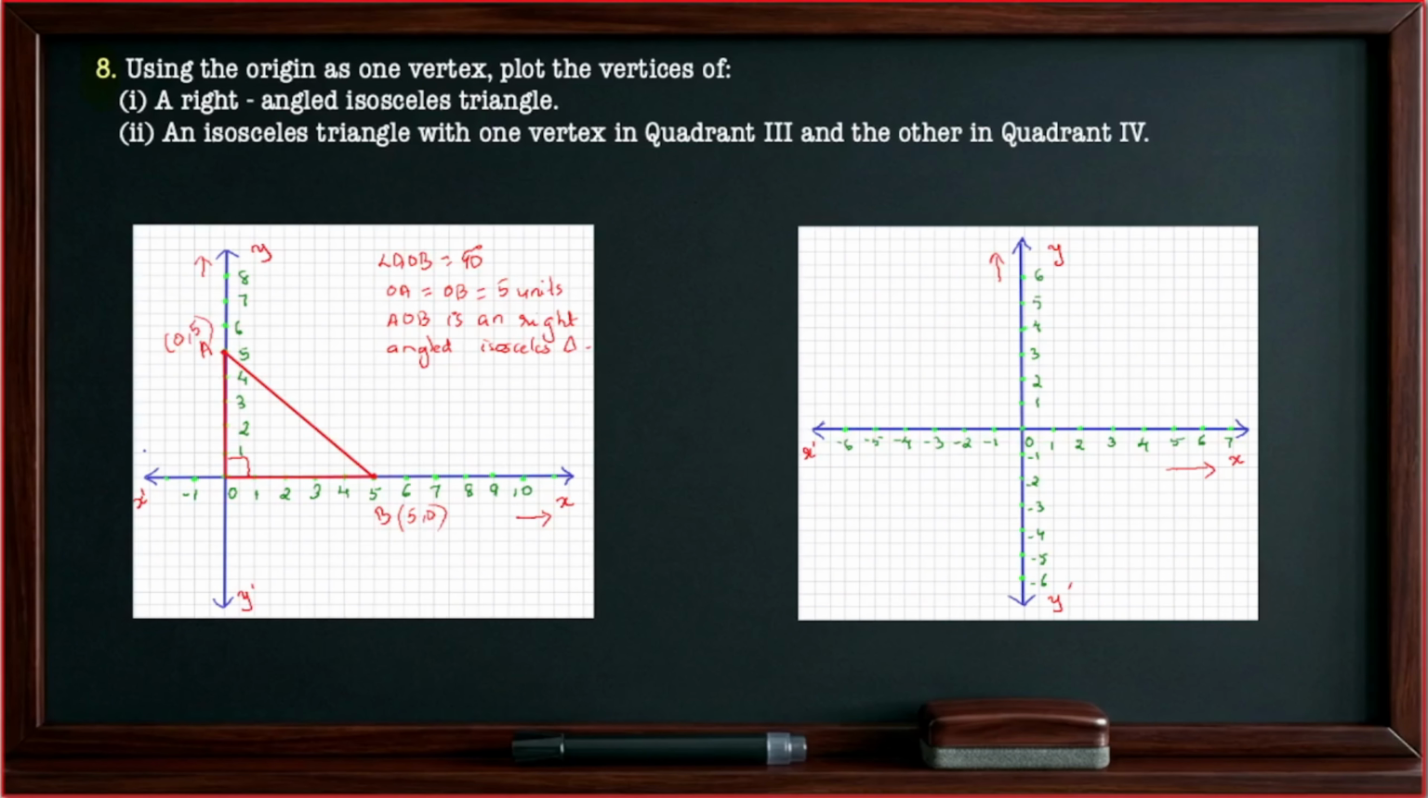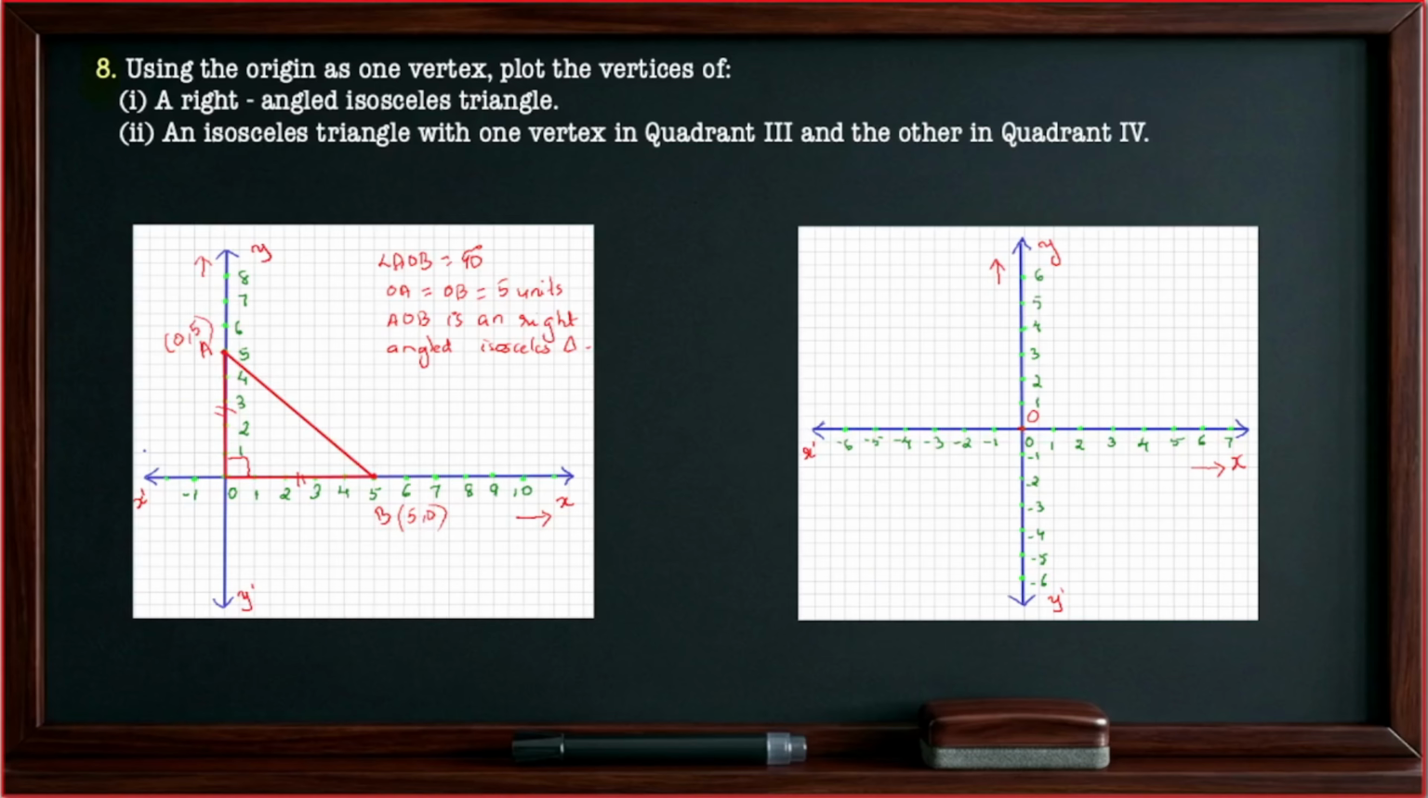I hope this is clear. These two sides are equal. This one and this one. We have 5 units in each of these sides. That is from O to B and O to A. Then this is a right angle. So the angle we got is 90 degree here. So this is a right angled isosceles triangle.